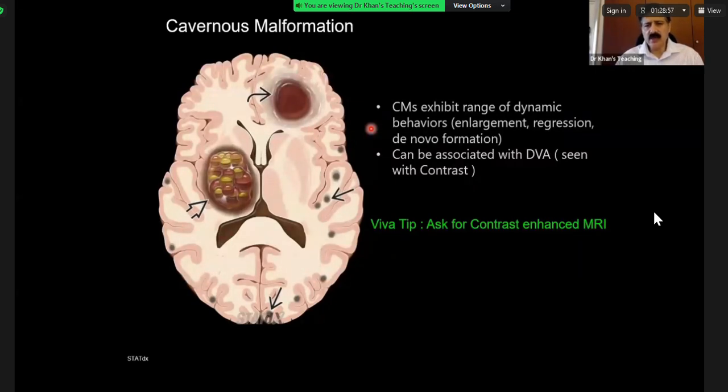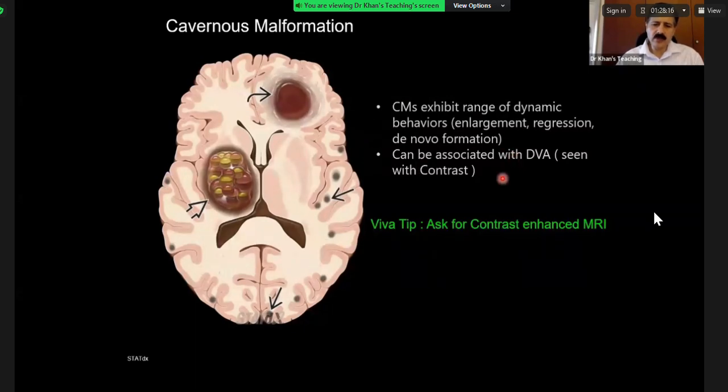Basically, the smallest cavernomas will be simply low signal on T2 star, as in gradient echo or SWI sequence. But larger ones will have various kinds of bleeds inside, and they give a popcorn appearance. The classical appearance is a popcorn appearance with a complete rim of hemosiderin. And this complete rim of hemosiderin will be low signal on T2 weighted sequence.